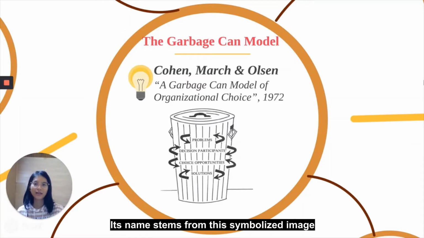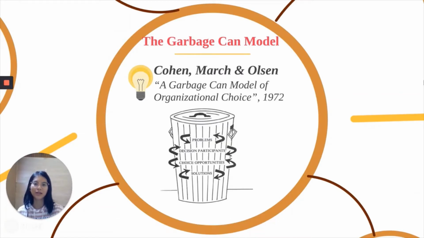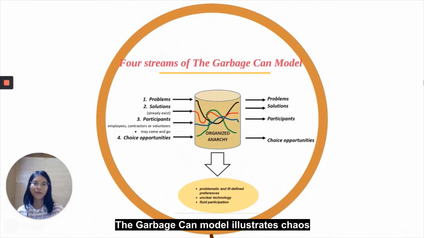Its name stems from a similar image. One can view the choice opportunity as a garbage can into which various problems and solutions are dumped by participants. The garbage can model illustrates chaos in the decision-making process of an organized anarchy. In this process, steps do not follow any order.